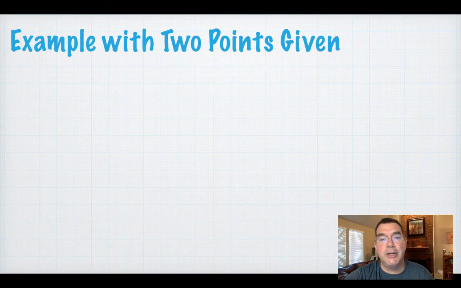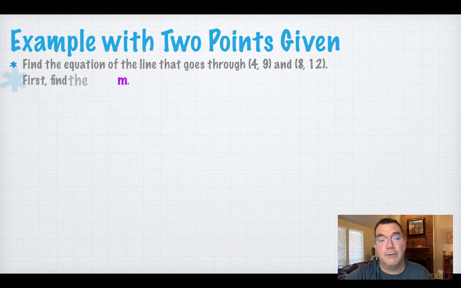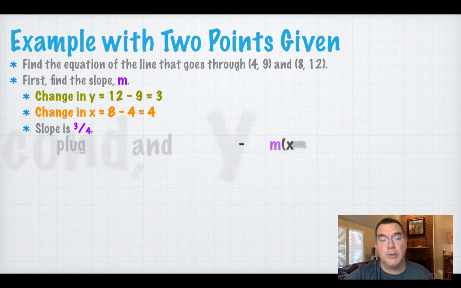All right, here's an example where I have two points instead of the slope being given to me. I need to find the equation of the line that passes through (4, 9) and (8, 12). I need to find the slope first, and you know how to do that: change in y over change in x. The change in y is the 12 from the second point minus the 9 from the first point, and that's 3. The change in x is 8 from the second point minus 4 from the first point, and that's 4. So the slope is 3/4.